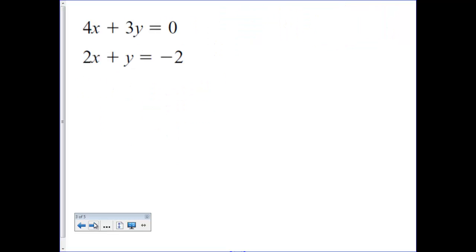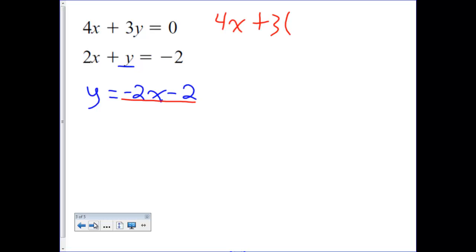Next example. As of right now, I don't have a variable isolated by itself. However, I can see that this y here has a coefficient 1, so it'd be easy to isolate it. So I'm going to rewrite that equation as y equals negative 2x minus 2. And now, anywhere I see a y in the second or the first equation, I can substitute with negative 2x minus 2. So go up to that first equation. I have a 4x that was already there, a plus 3 times, and in parentheses I'm going to substitute y with negative 2x minus 2 and let it equal 0.